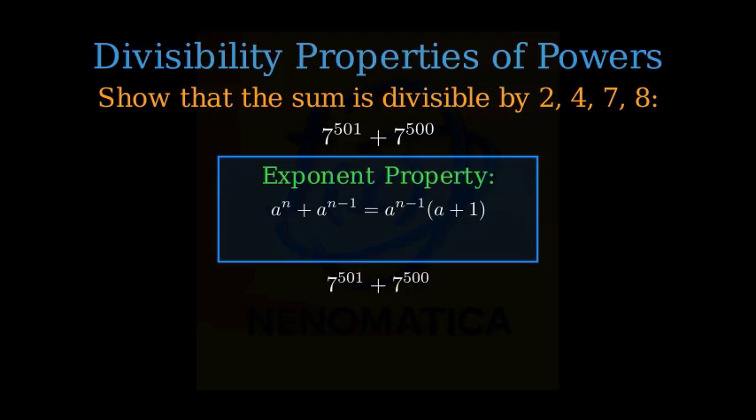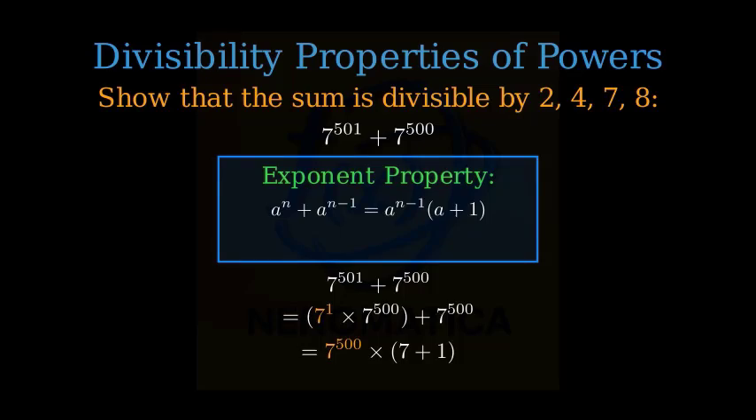We'll start by looking at the original sum, 7 to the power of 500 plus 7 to the power of 501. First, let's rewrite 7 to the power of 501. This can be expressed as 7 to the power of 1 times 7 to the power of 500. Now, let's factor out the common term 7 to the power of 500 from both parts of the expression. So, we get 7 to the power of 500 multiplied by the expression inside the parentheses, which is 7 plus 1. Let's simplify the expression inside the parentheses. 7 plus 1 equals 8. So our expression becomes 8 times 7 to the power of 500.